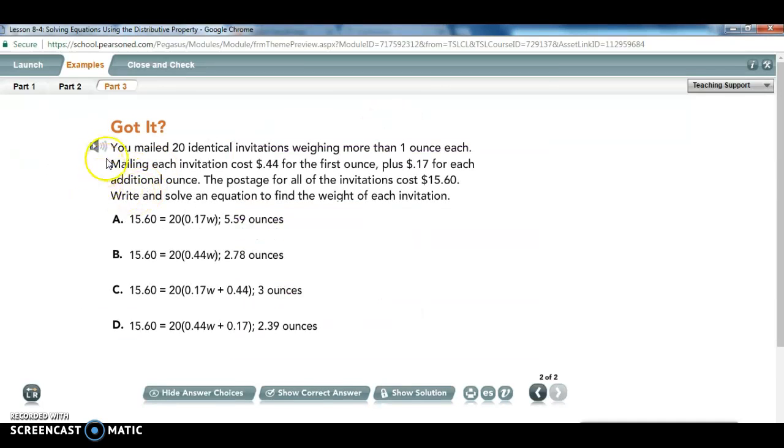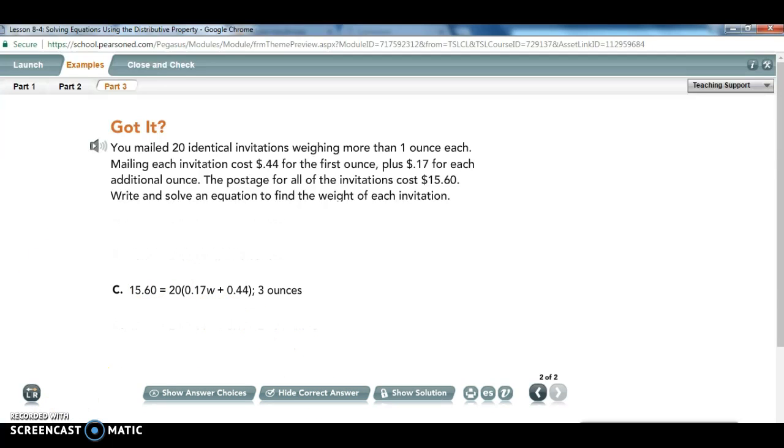Here's the last got it problem. You mailed 20 identical invitations weighing more than 1 ounce each. Mailing each invitation cost 44 cents for the first ounce, plus 17 cents for each additional ounce. The postage for all of the invitations cost $15.60. Write and solve an equation to find the weight of each invitation. The correct answer is C. Here's why.